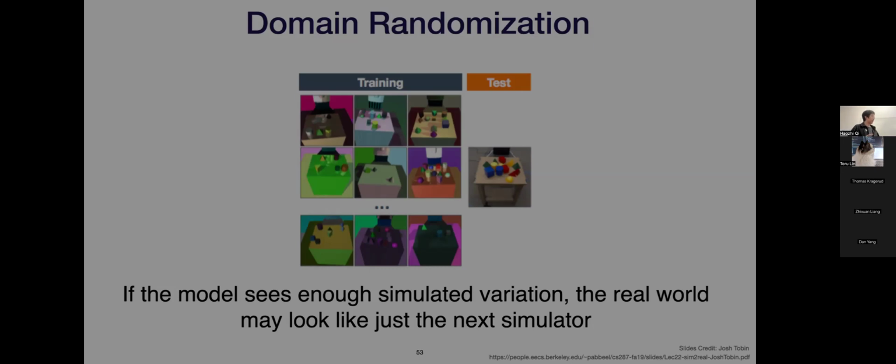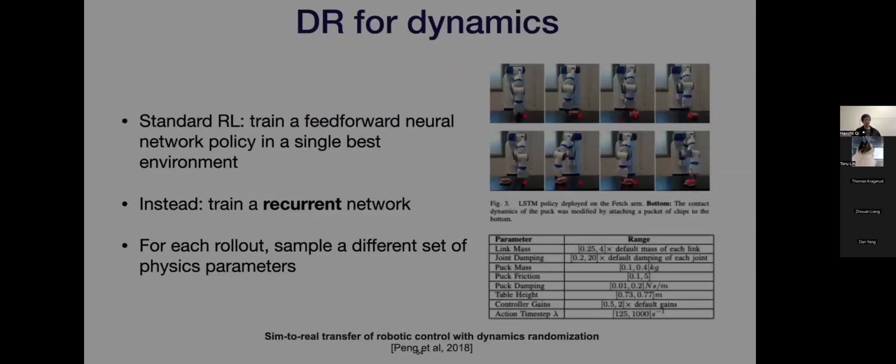And the idea is really that if the model sees enough simulated variations, the real world may just look like another simulator. We are not seeking something that is exactly similar to the test time, but we hope that some part of the simulator, one of the environments, is similar enough to the test scene in the real world. And this is for the visual part.